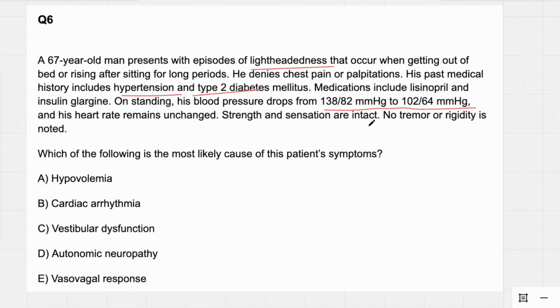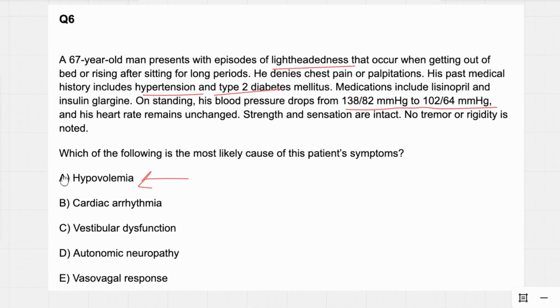Strength and sensation are intact. No tremor or rigidity is noted. Cool. So, I mean, it's just a classic orthostatic hypotension question. This comes up all the time. This is definitely one of the higher yield concepts. So let's go ahead and think through this here. When we think orthostatic hypotension, what's the first thing that comes to mind, like in terms of causes? I hope you said in your Dora Explorer voice, hypovolemia, right?